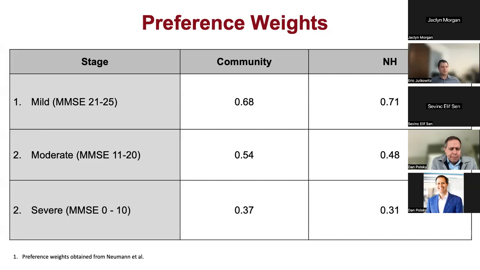And so his preference weights were stratified by stage of dementia, mild, moderate, severe, as well as place of residence, community and nursing home. And so we implemented these preference weights in our model. And you'll see in a bit when I share some of the cost effectiveness results why I think these might not be the best estimates for how we're modeling the disease. So I think our model structure isn't sensitive enough to capture this parameterization of quality of life and preference weights.